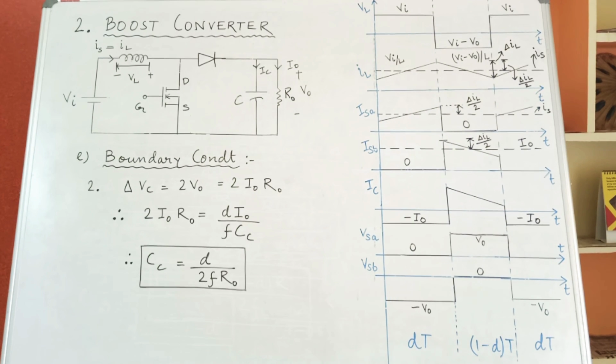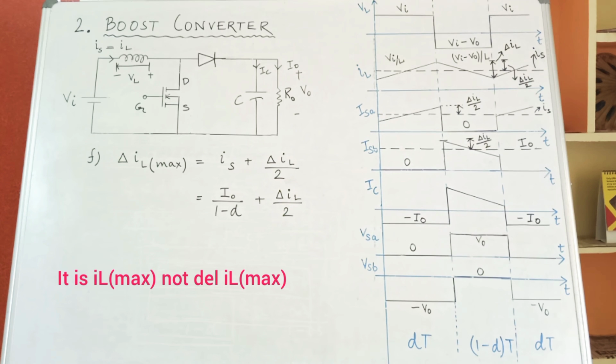Next, we are finding out the critical value of capacitance by applying the boundary condition to del Vc. So, at the boundary condition, del Vc will be equal to twice V0, and V0 can be written as I0 into R0. Thereby your Cc, which is your critical value of capacitance, can be given as d by twice F R0. Next, we will calculate the value of maximum inductor current IL.